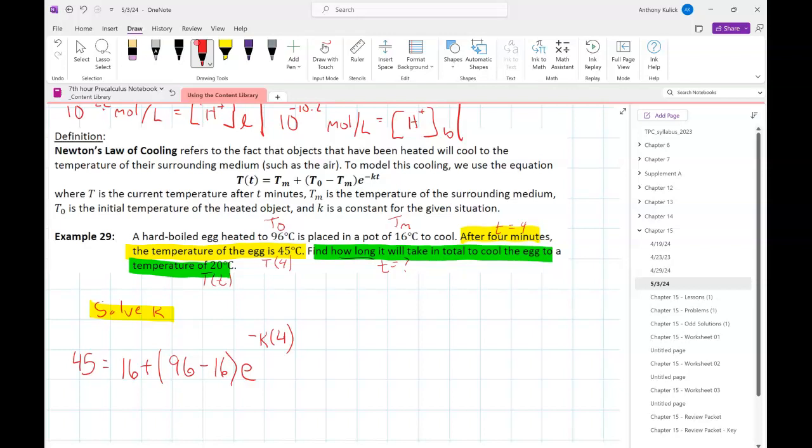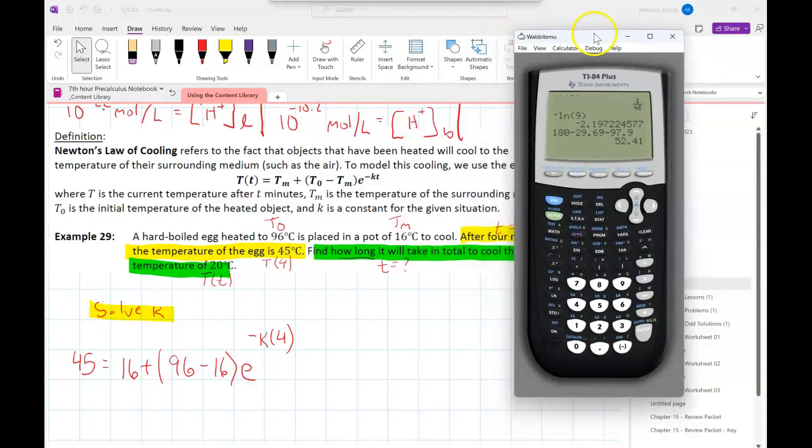So far so good. How do I solve for K? What do I need to do? What's one way I could do this? Plug into your calculator. Great. When you say plug it in, what do you mean? Like graph. Yes! So I could graph this and look for an intersection, right? Let's do it that way real quick.